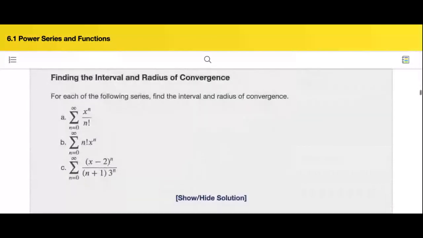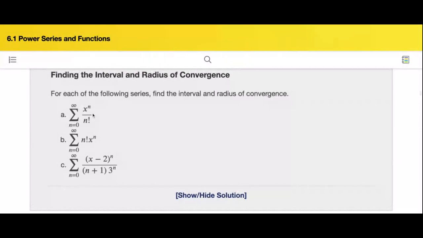Let's see an example. We want to find the interval and the radius of convergence. We have a, b, c, 3 series. The first one is x raised to n divided by n factorial. The second one is n factorial times x raised to n. The third one is (x minus 2) raised to n divided by (n plus 1) times 3 raised to n. We saw these 3 examples before.